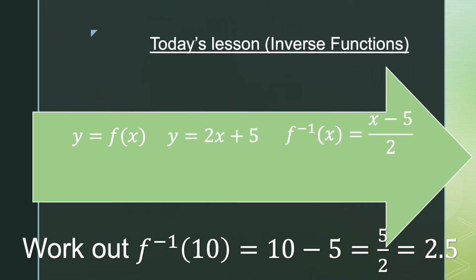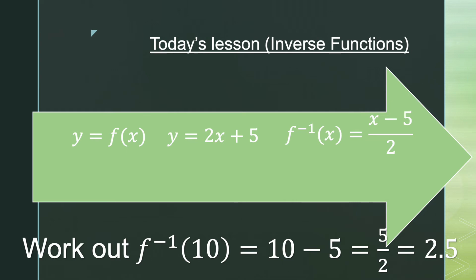It is done by swapping the letters, so swapping x and y around and rearranging to make y the subject of the equation. So if I write it as x is equal to 2y plus 5, and then rearrange this to make y the subject, I would minus 5 on both sides and then divide by 2, which gives me (x minus 5) over 2. So that's a little summary, guys.